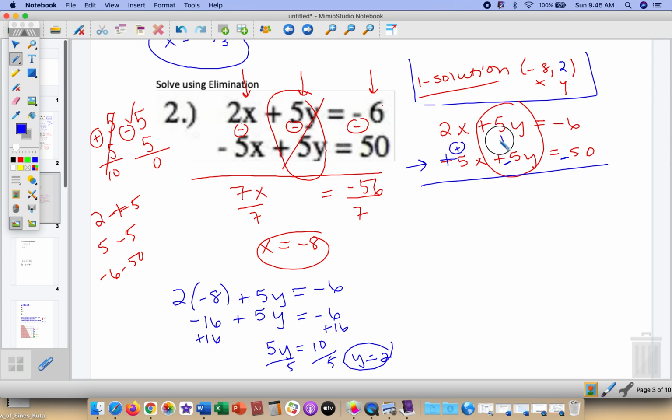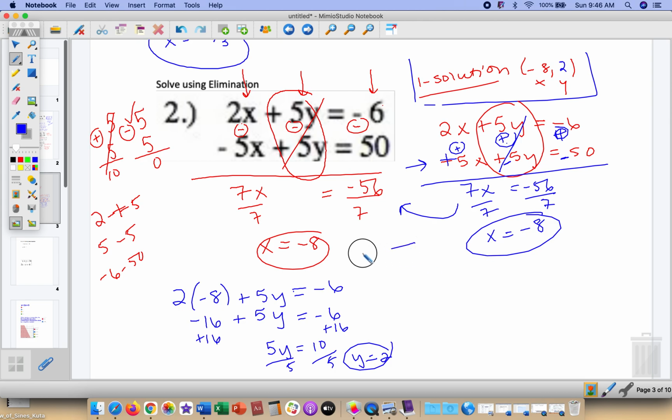Now you can add all the columns. So 2x plus 5x would get you 7x. 5 plus negative 5 would be gone. Negative 6 plus negative 50 would get you negative 56. And if you notice, you're still going to get the same answer. You should, right? X is negative 8. And that's what we got over here. So you can go across one of the rows if it's going to help you be able to add the columns, and you'll still get the same answer. Let's go on to the next one.